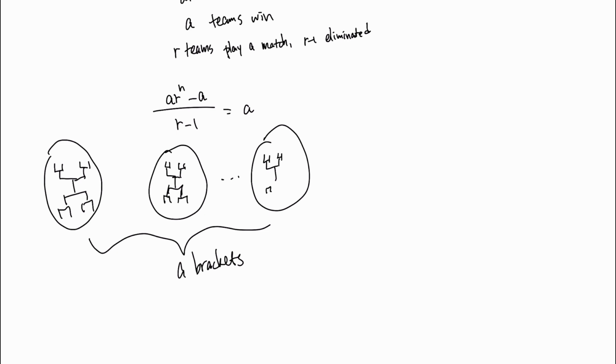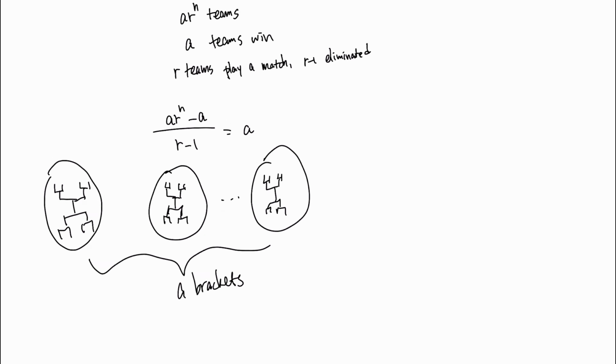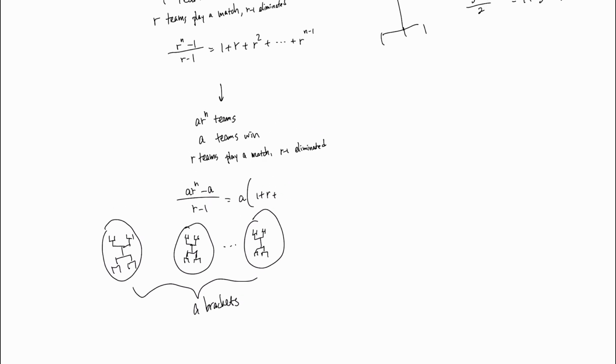That is a horrible drawing, but you get the point. If we have a brackets, then at the end we will get a winners. So it will be a times a brackets, and in each bracket the number of matches will just be 1 plus r plus r squared plus dot dot dot plus r to the n minus 1, just like the one above. Now we're just duplicating the World Cup. We play the World Cup a times with different teams.